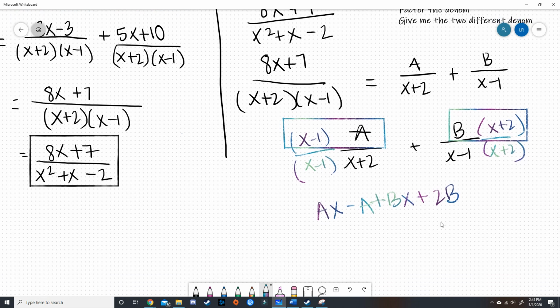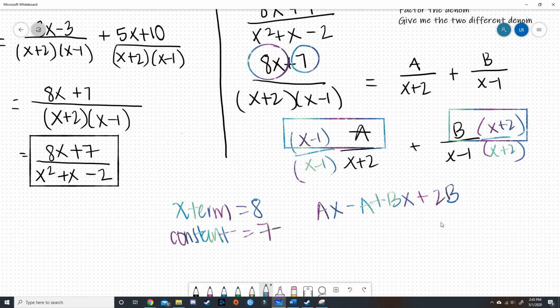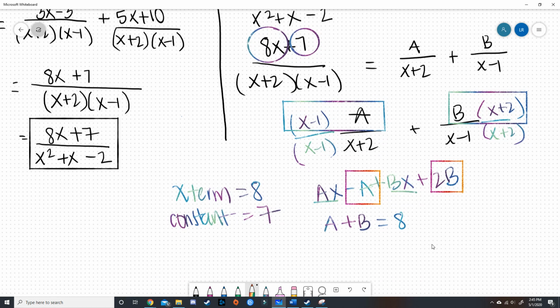Okay, well, we know that the x term is 8. We know that the constant term is 7. So let's take our x's and set that equal to 8. Let's take our constants, and I should have used a different color. Let's take our constants and set those equal to 7.